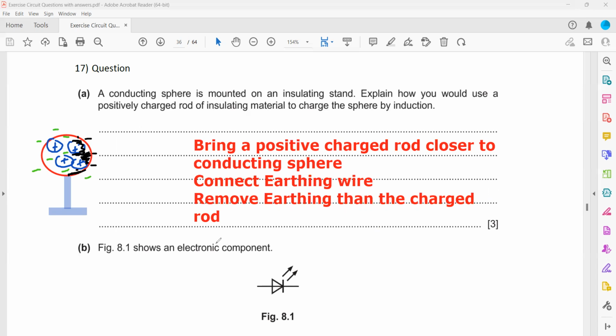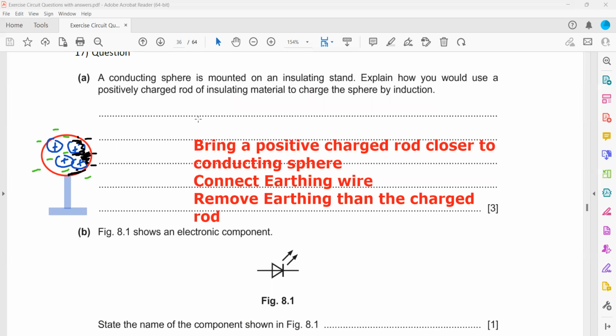Figure 8.1 shows an electric component. We have to state the name of this component. If there were no arrows here, we would call that a diode. But arrows are there, so we call that a light emitting diode.